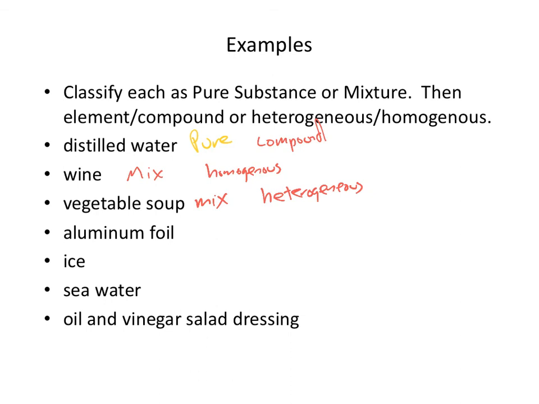Aluminum foil is composed of 100% aluminum atoms. So it's fixed composition, there's only aluminum, and I only have one type of element. I only have aluminum atoms, so that would be an example of a pure substance and an element. All right, we come to ice. Well, we've already talked about distilled water. Ice is still just water. It's the same compound. It's just now a solid instead of liquid, so it's still going to be a pure substance, and it's still going to be a compound.